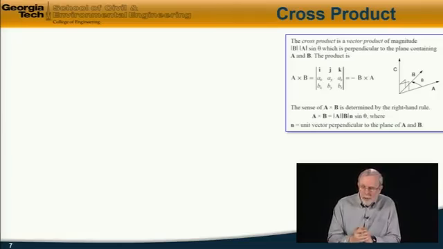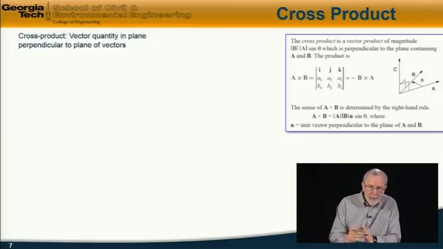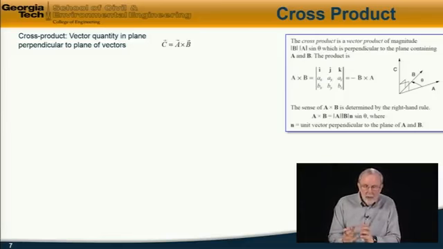Next, we have the cross product, and the cross product is a vector product which has magnitude BA, where B and A are the magnitudes of the individual vectors, multiplied by the sine of the angle between them. And the cross product is a vector quantity, and its direction is perpendicular to the plane of the two individual vectors that we're forming the cross product of. So let's suppose I have two vectors, A and B, and the cross product of them is C.